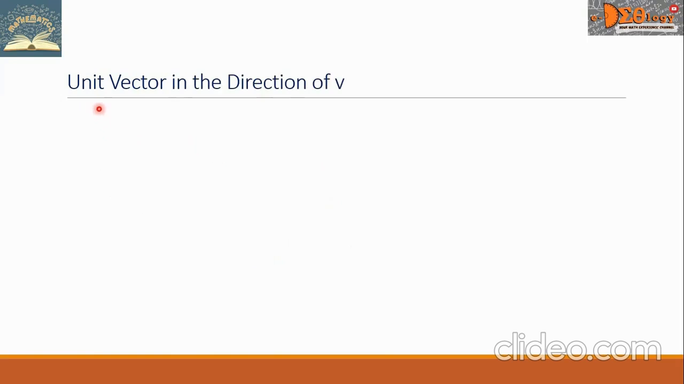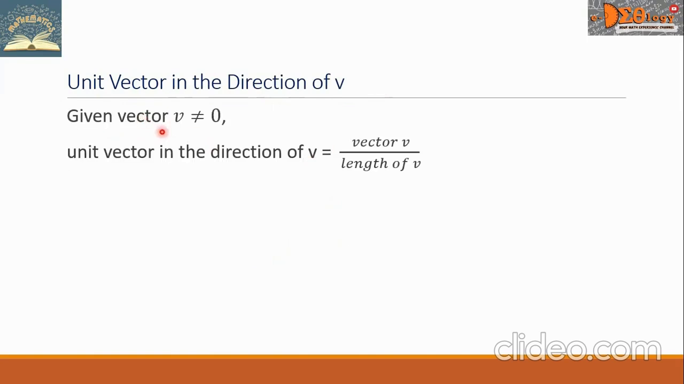Now let's go to the topic: unit vector in the direction of v. Given the vector v, which is not equal to 0, the unit vector in the direction of v is equal to the vector v all over the length of v. In symbols, we can write it like this: v all over the length of v. This is now our working formula.